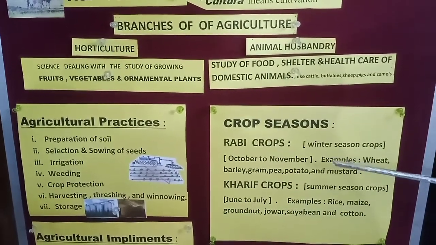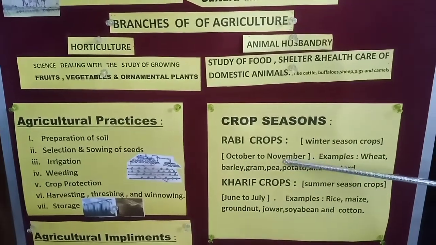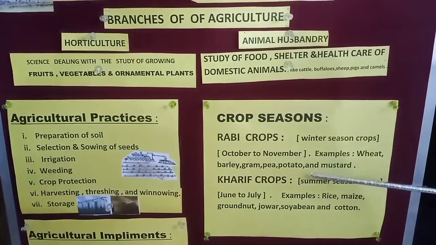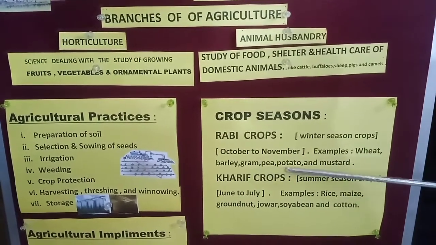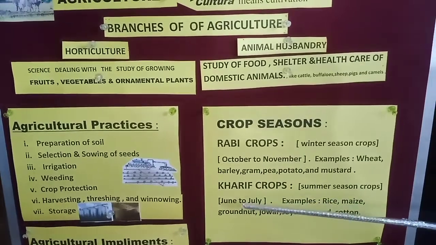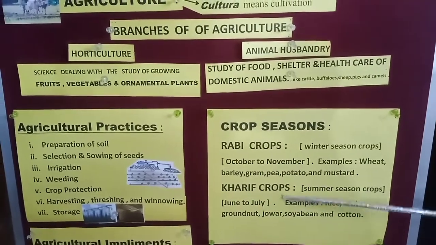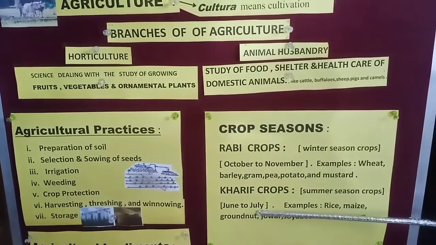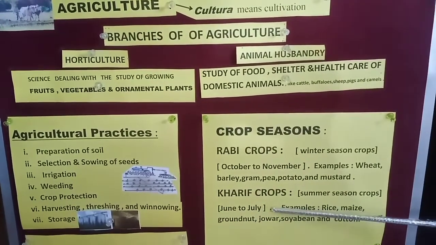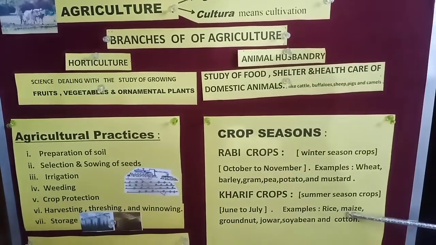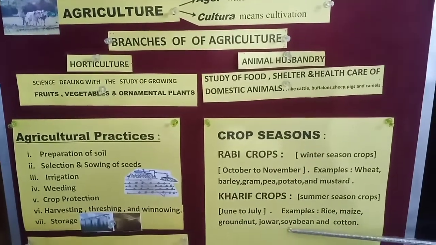Rabi crops are grown in the months of October, November and harvested in the months of March, April, like wheat, barley, gram, pea, mustard. While Kharif crops are grown in the rainy season, as Kharif crops require a large quantity of water. So they are grown in June and July and harvested in September and October, such as rice, sugarcane, groundnut, maize, etc.